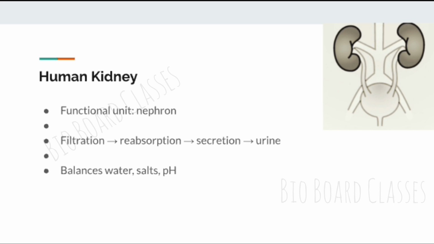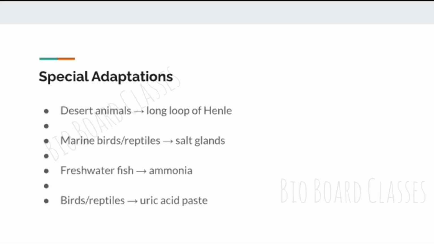But even among vertebrates, special adaptations evolved for survival in extreme conditions. Desert animals like kangaroo rats have extremely long loops of Henle to concentrate urine and conserve every drop of water. Crocodiles and marine birds have salt glands to excrete extra salt. Aquatic animals like freshwater fish excrete ammonia directly, and birds and reptiles, as mentioned, produce uric acid paste, minimizing water loss. These adaptations show how excretion is fine-tuned to environment.